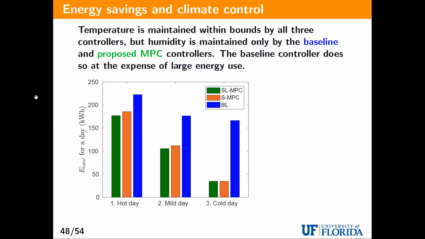So here are 3 bar charts for 3 different climate conditions. All the simulations are done for weather patterns for Gainesville. We are doing it for other locations, but these are the results that I have so far. So this is a hot day, mild day, and a cold day. So summer, winter, and the spring. And this is the energy totally used in a particular day for that one particular zone.